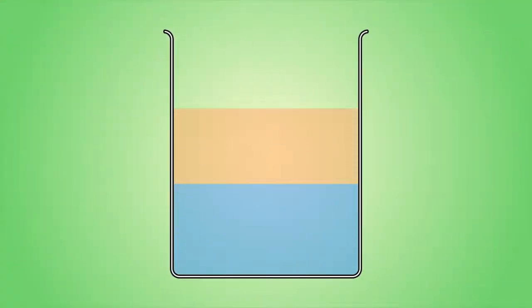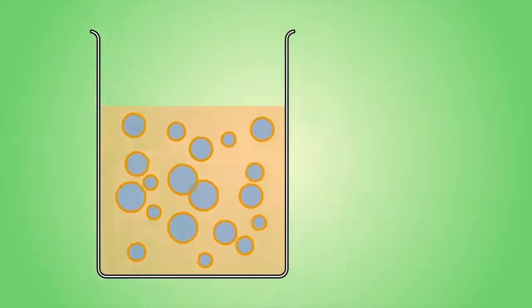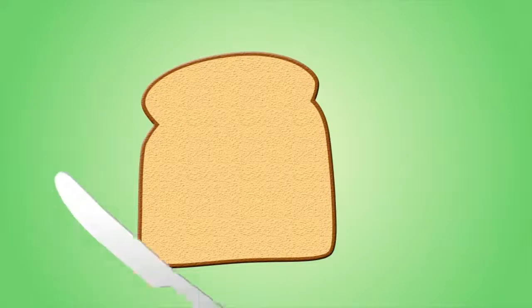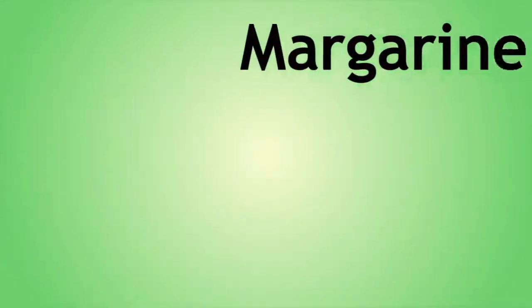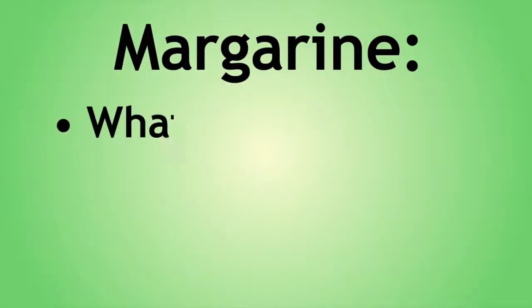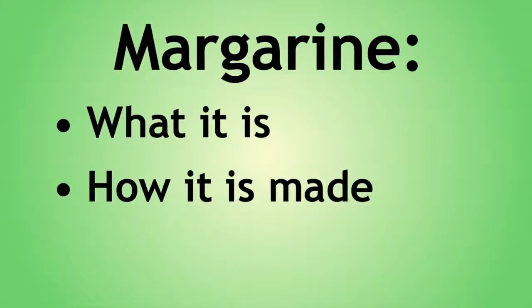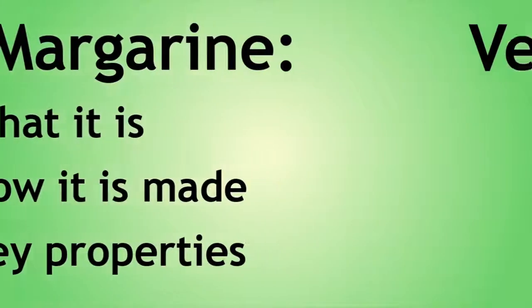We have previously learned that an emulsion is a mixture of two immiscible liquids stabilized using an emulsifier. Margarine is a very good example of an emulsion. In this lesson, we will learn about margarine, what it is, how it is made, and a few key properties.